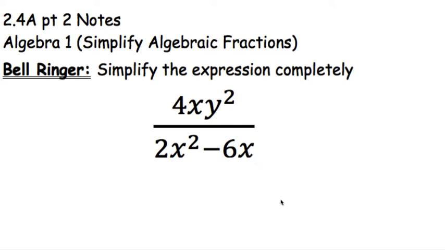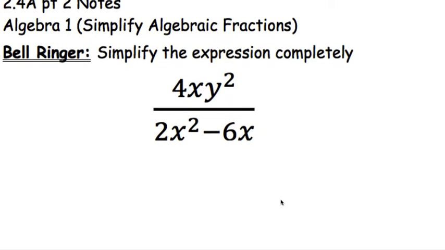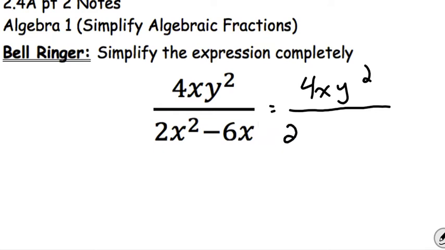2-4A Part 2 notes. So let's start off with our bell ringer. First of all, again, we're looking at these separately. The numerator, we can't do anything with this, so we're just going to rewrite that numerator, 4xy squared. We can't do anything with that. On the denominator, though, we can take out a 2 and an x. So bring a 2x out front, and let's see what we are left with.